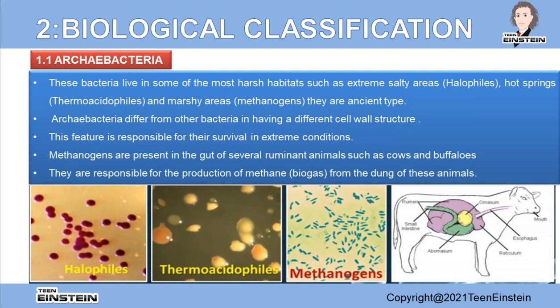These types of bacteria can live in extreme conditions. They can live in salty areas, hot springs, and marshy areas. The bacteria living in salty areas are called halophiles. And those living in hot springs are called thermoacidophiles.